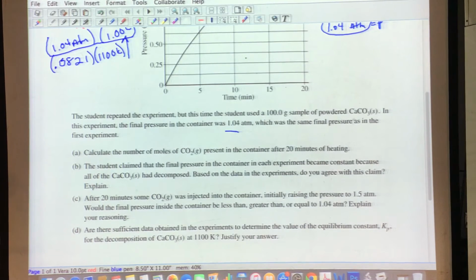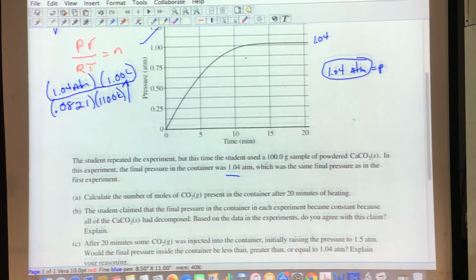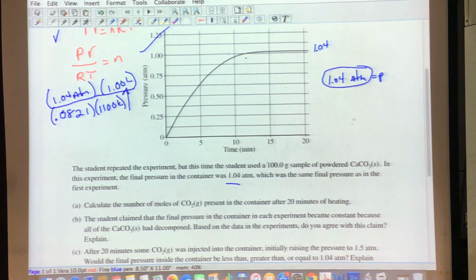And not all of the calcium carbonate. Or you could say if all the calcium carbonate reacted in a completion reaction, there would be different pressures. Because the pressures are the same, they both achieve the same equilibrium, meaning the same amount of what? Calcium carbonate reacted.